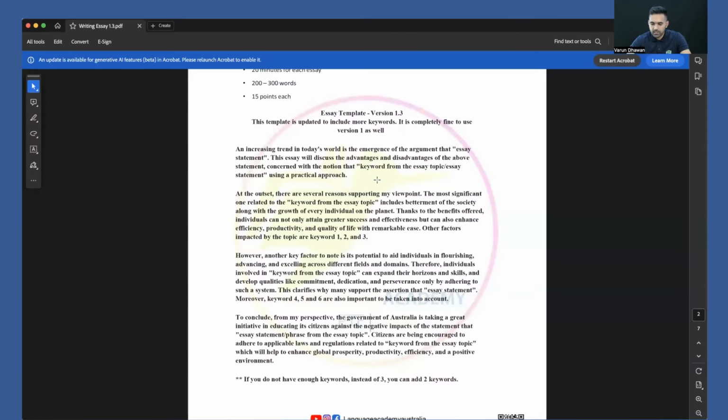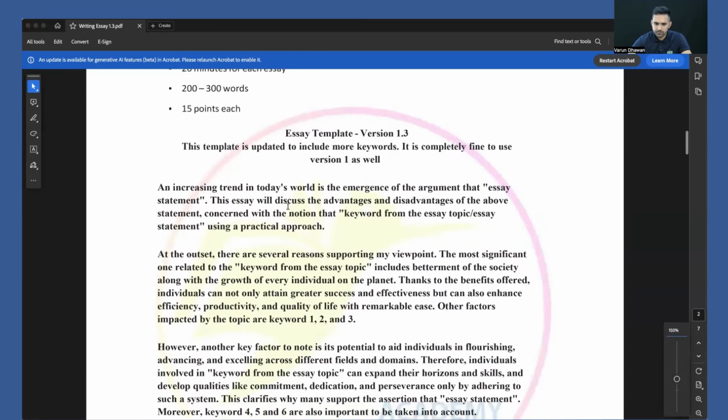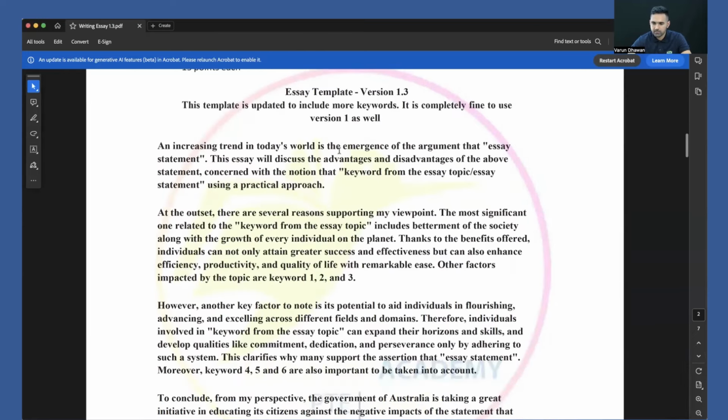All right, so this is the essay template. If you look over here, version 1.3, an increasing trend in today's world is the emergence of the argument that. Over here, you have to write the whole essay statement. If the essay statement is long, meaning there are two sentences, you can write the first sentence here and then the second sentence over here. If it's a short one, you can write the whole sentence here.